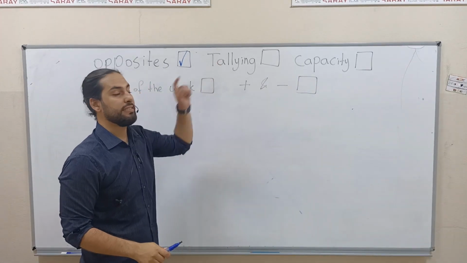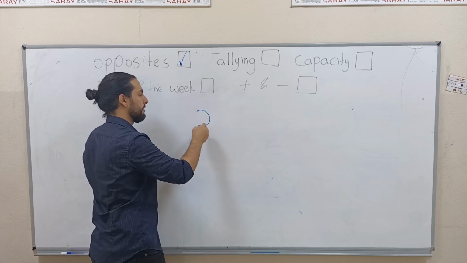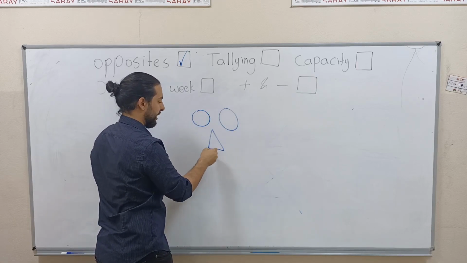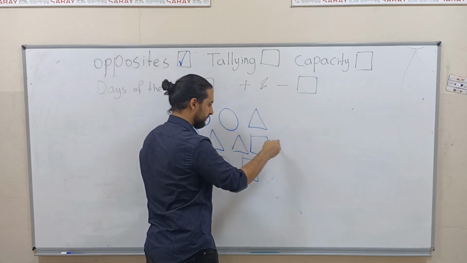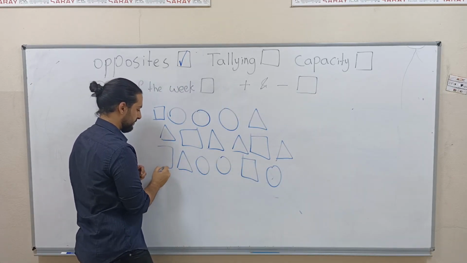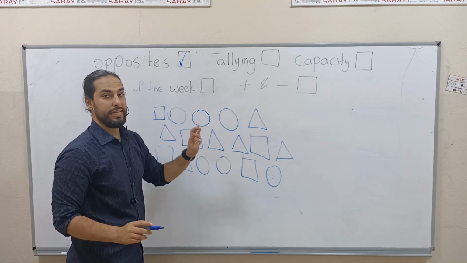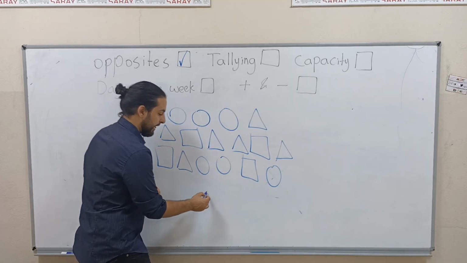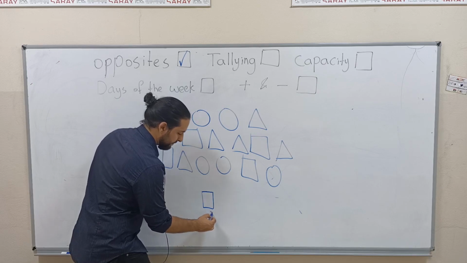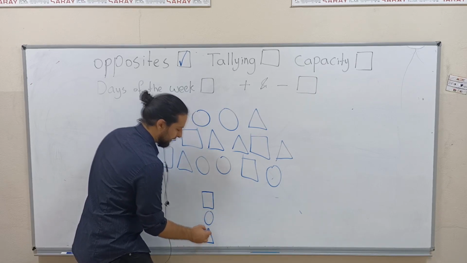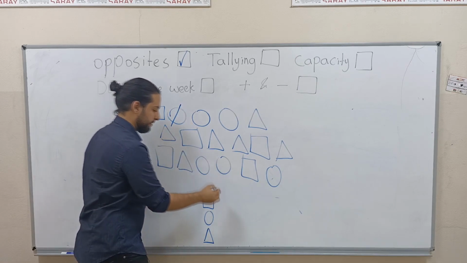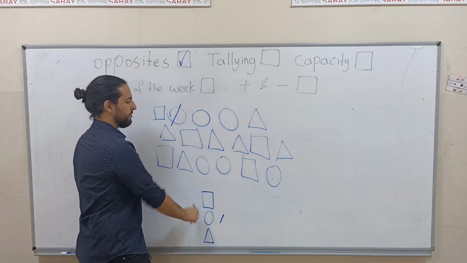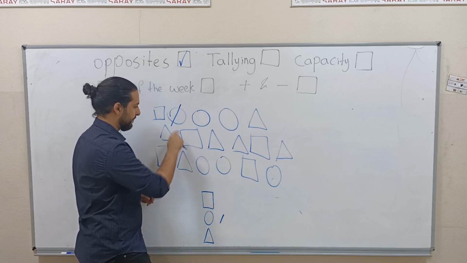Okay, so the second thing is tallying. I'll have different objects or different shapes, like these ones here. And then I'll have students count them and write them down here as tally. So we have square, circle, triangle, and then we have to tally them. So the way we do it is like this. This is 1. Start with a circle. Should have started with square, but it's okay.